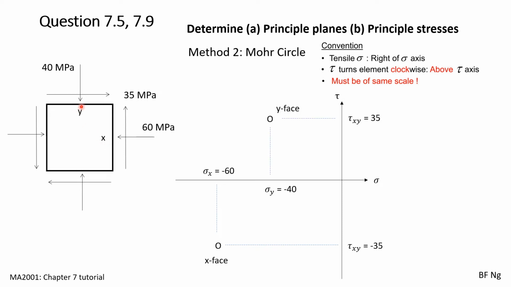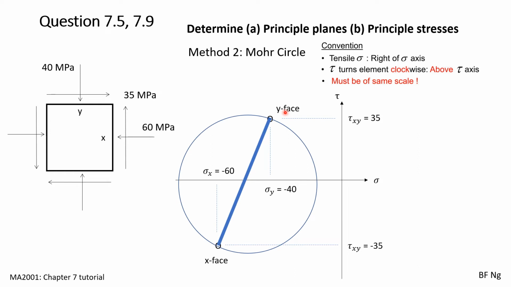On the y phase, the normal stress is compressive, as such is negative 40. The shear stress rotates the element clockwise, as such shear stress is positive. Therefore, we have the second point over here. We then draw a line to link these 2 points, and then we draw a circle, which will become the Mohr circle. To get the principal plane, we rotate the line from here to become horizontal. The angle of rotation is 2 theta p. We then obtain sigma max, sigma min, as well as sigma average.